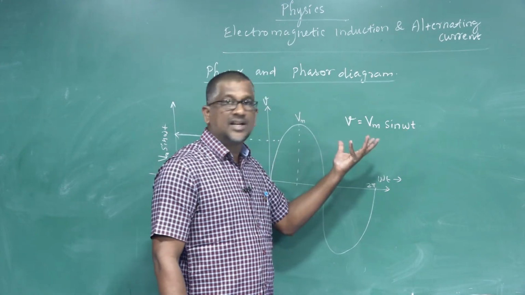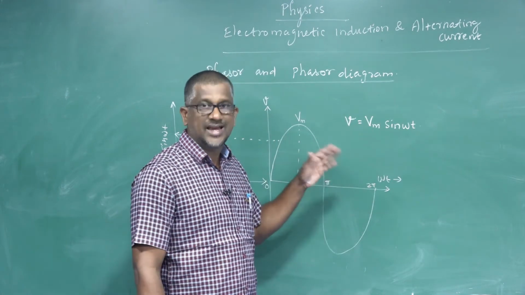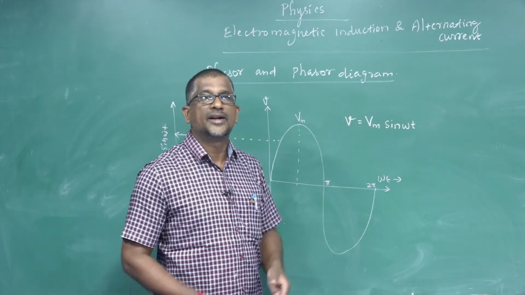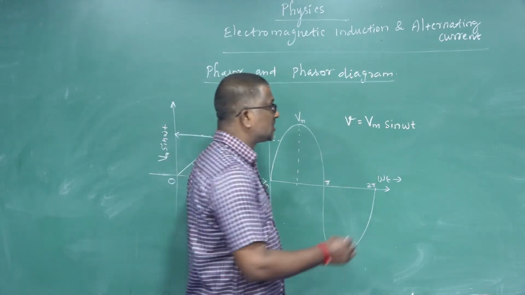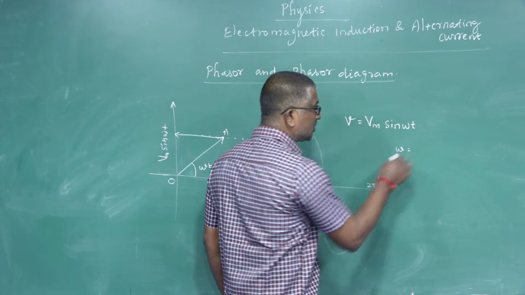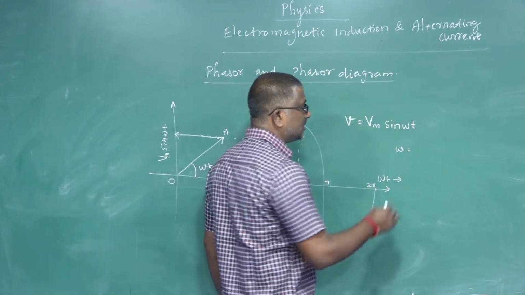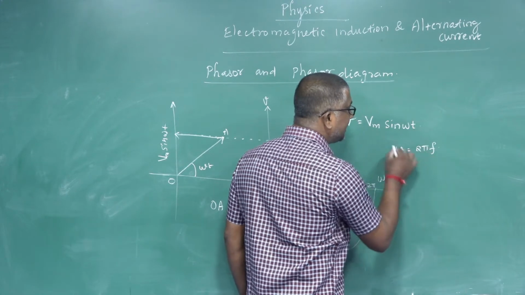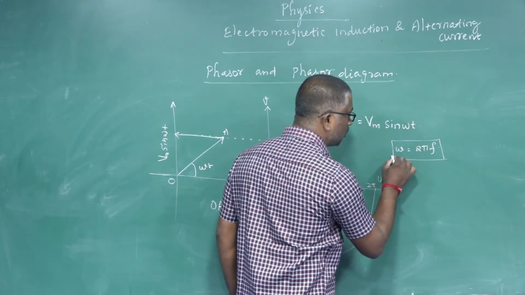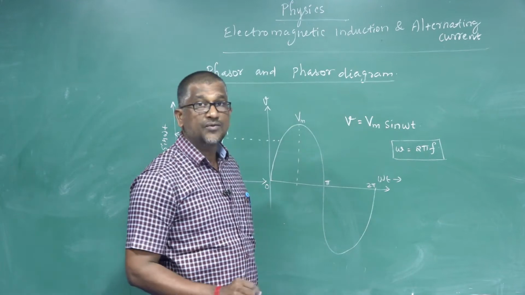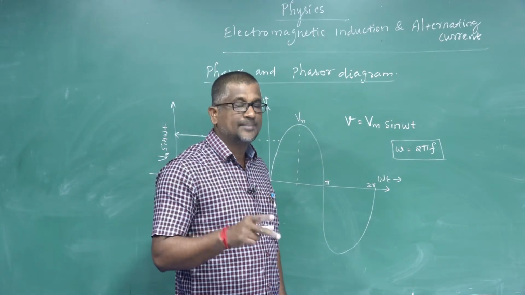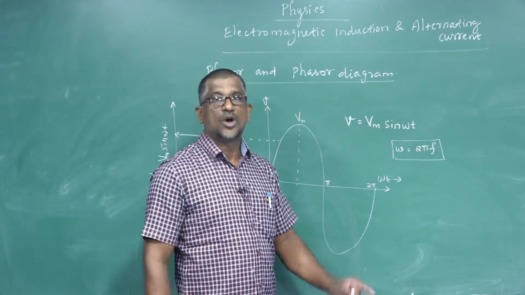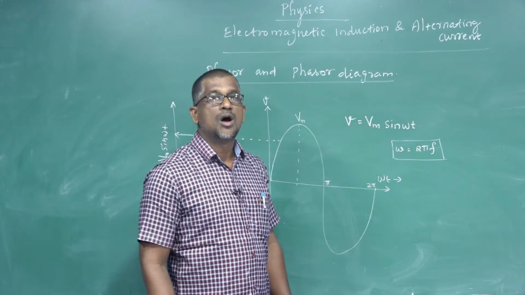Omega is the angular velocity or angular frequency of the alternating voltage. What is angular frequency? The angular frequency of the given alternating voltage is equal to 2 pi times the linear frequency of the alternating voltage. 2 pi times the linear frequency is called the angular frequency of the alternating voltage.